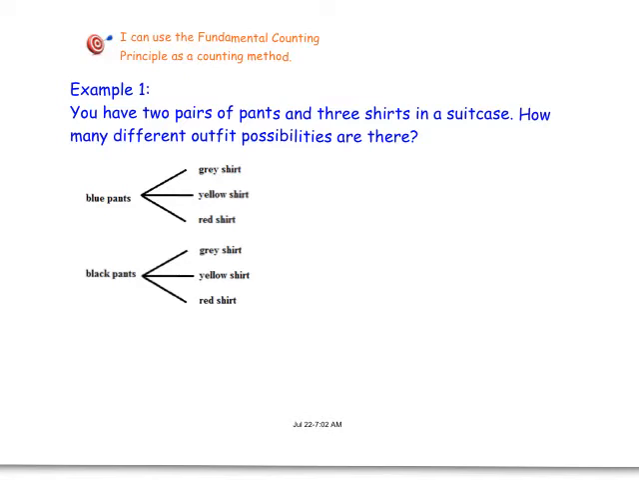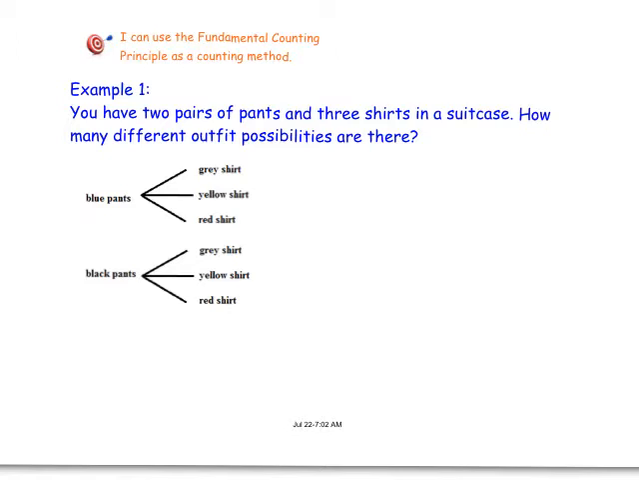So the first example says you have 2 pairs of pants and 3 shirts in a suitcase. How many different outfit possibilities are there? Well, let's say our 2 pairs of pants are blue and black, and our shirts are gray, yellow, and red. You should be able to figure out through this lovely tree diagram that you could wear your blue pants with a gray shirt, blue with a yellow shirt, blue with a red shirt, or you could wear your black pants with a gray shirt, a yellow shirt, or a red shirt. So that is a total of 6 different outfit possibilities from 2 pairs of pants and 3 shirts in a suitcase.